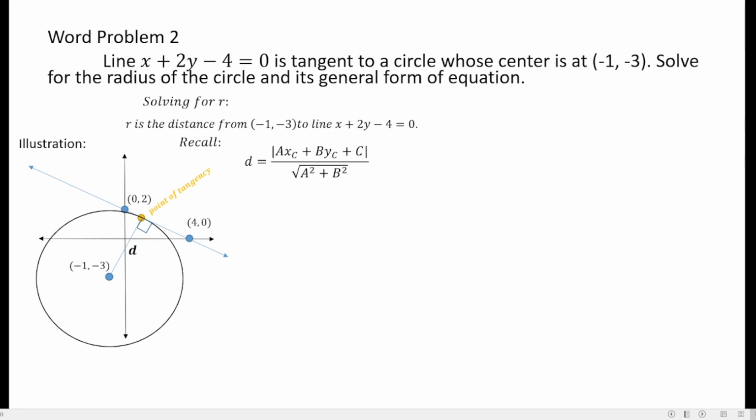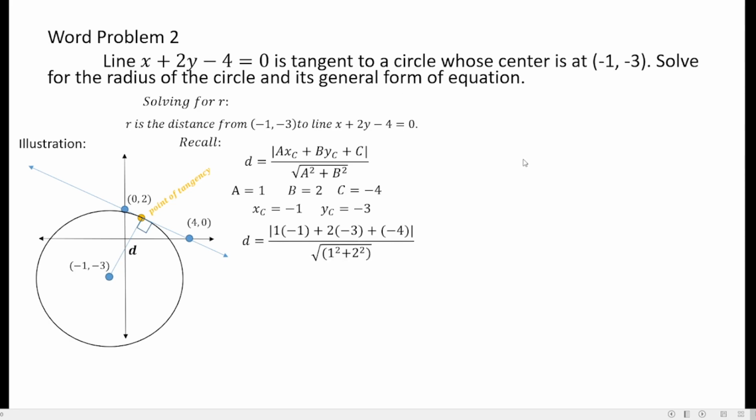Then look for the values. Of course, if you may recall, a is the numerical coefficient of x. So this should be 1 here. So a equals 1, b equals positive 2, and c is equal to the negative 4. Then x sub c is negative 1. So x sub c, as I said, is the x coordinate of the center of the circle. So that's negative 1. Then y sub c is negative 3. Then all you have to do is substitute all these values into the formula.